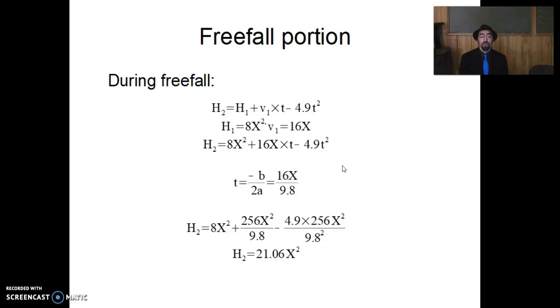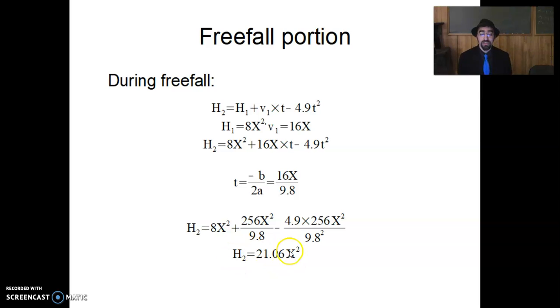Plug that into our h2 equation. Now that we know what t is for it to reach the maximum, we get 8x squared plus 256x squared over 9.8 minus 4.9 times 256x squared over 9.8 squared. Crunch all the numbers in, arithmetic happens, and we get h2 equals 21.06x squared. So, if we knew x, we would get that h2, the total height, equals 21.06 times x squared.